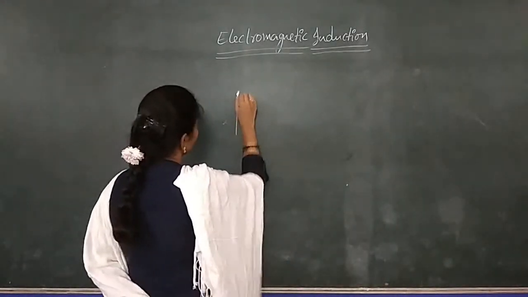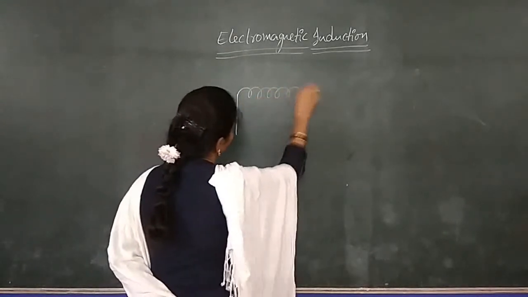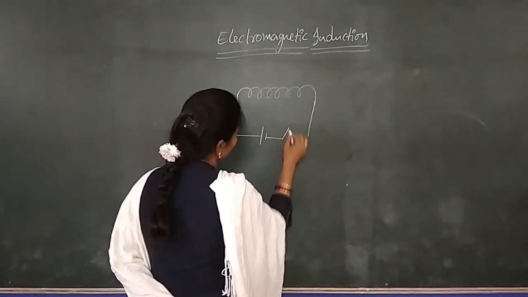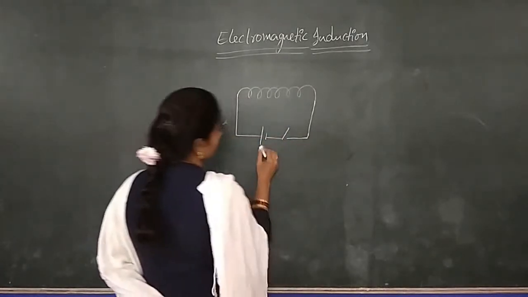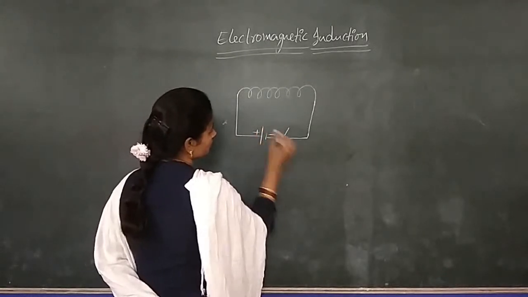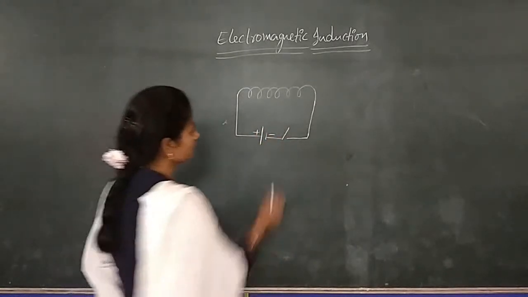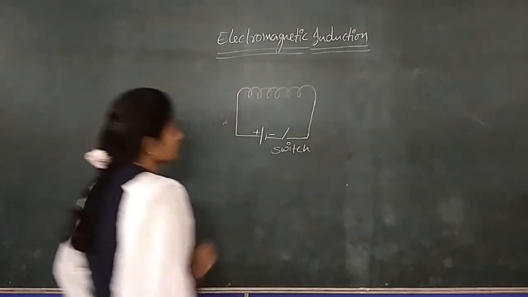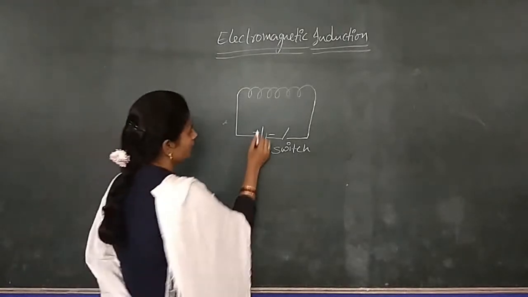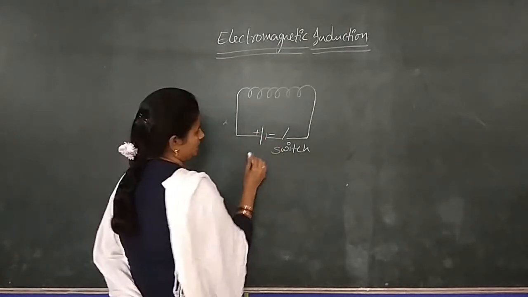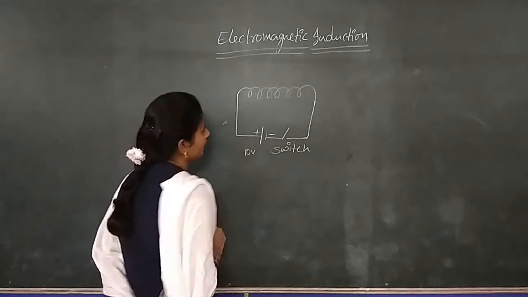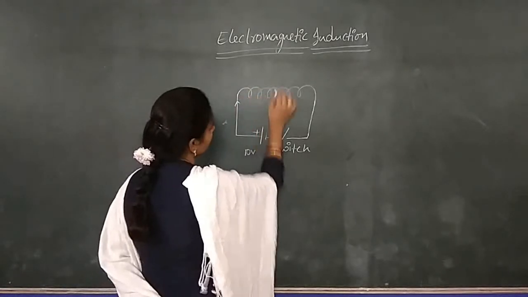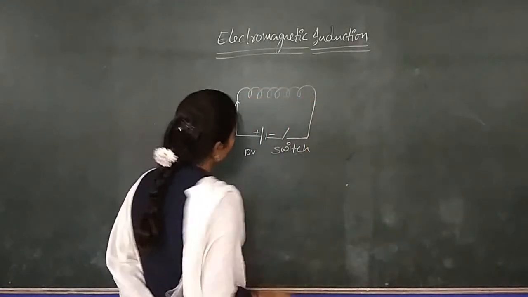Consider a coil. This coil is connected to a battery as well as a switch. Here this is the positive terminal of the battery, this is the negative terminal of the battery, and this is the switch. Suppose, for example, 10 volts is applied. Then what will happen? The current passes through the coil.